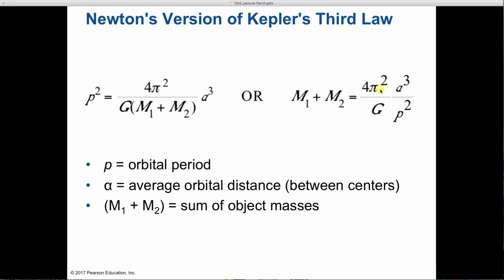So we just have to take this 4 pi squared, multiply by the average distance cubed, divide by this big G, and then divide by the period squared. And this period would be measured in seconds. This distance A would be measured in meters, all standard units. So we can measure the total mass of the objects.